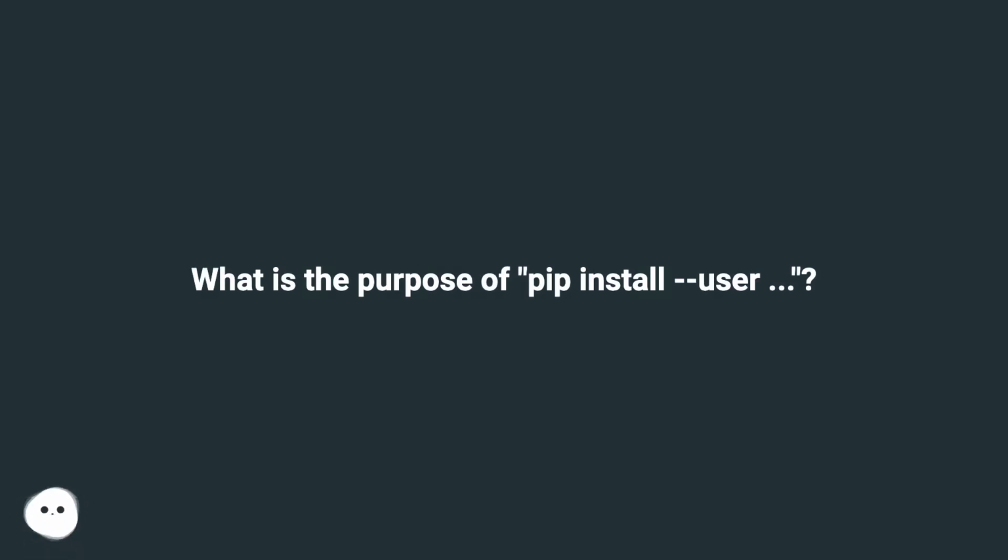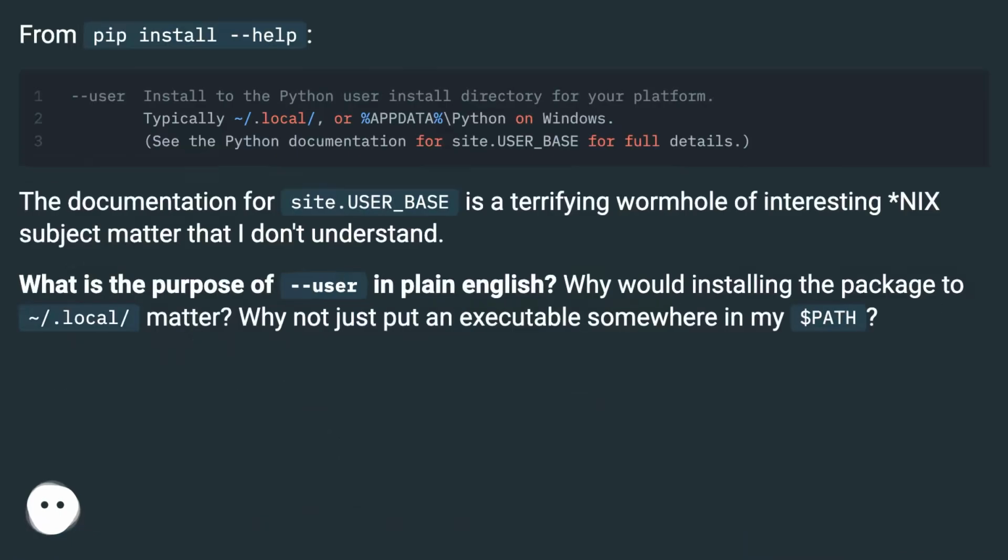What is the purpose of pip install --user? From pip install --help. The documentation for site.USER_BASE is a terrifying wormhole of interesting *nix subject matter that I don't understand. What is the purpose of --user in plain English? Why would installing the package to ~/.local/ matter? Why not just put an executable somewhere in my $PATH?